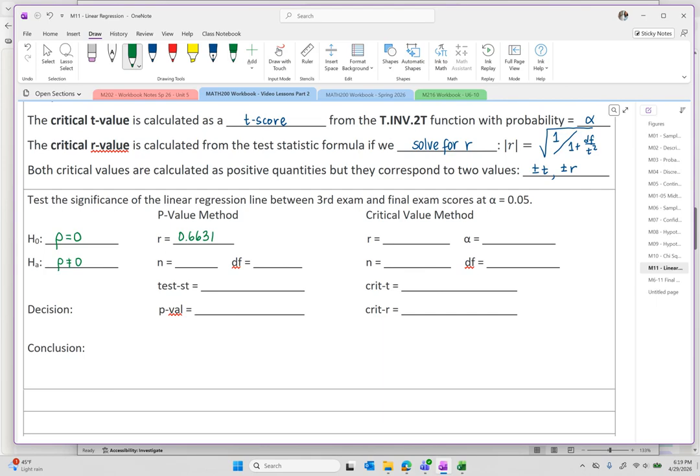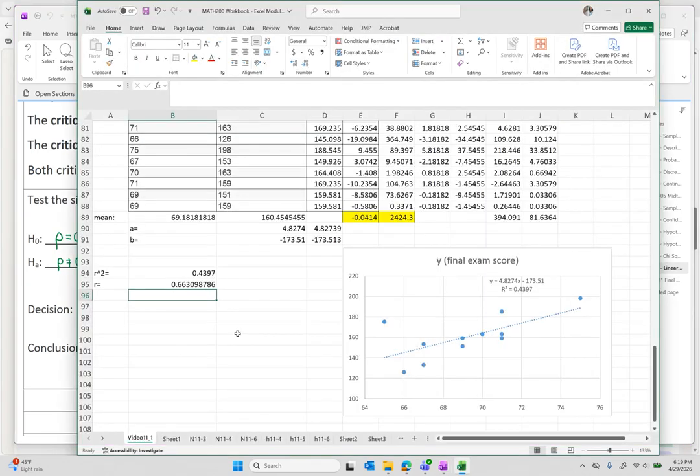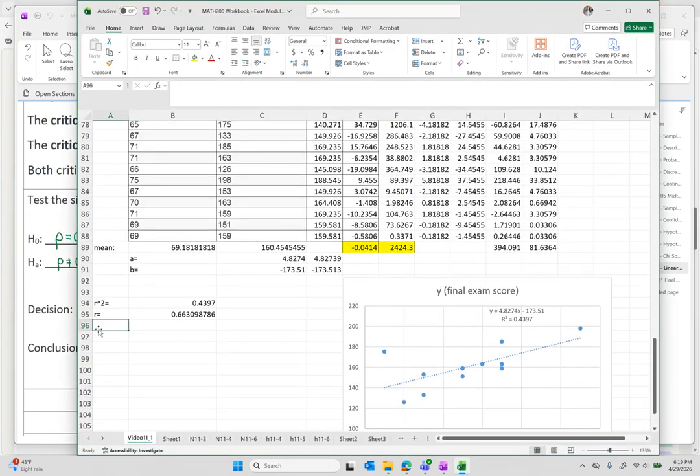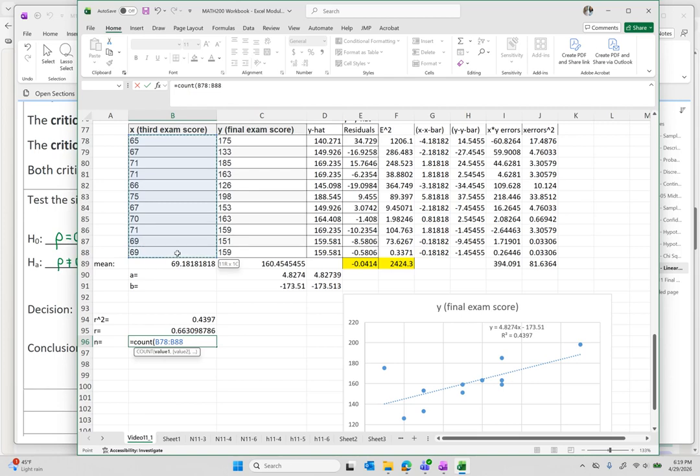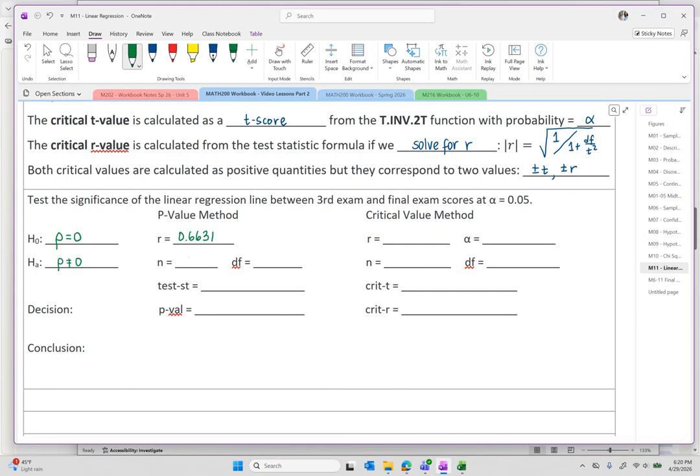The n is the count of the number of x's or the number of y's that I have. So I'm gonna count the points. Let's count the x's, which is 11, and the degrees of freedom will be n minus 2. I shouldn't say n, I should say this n minus 2 will be 9. So the n is 11 and the degrees of freedom is 9.